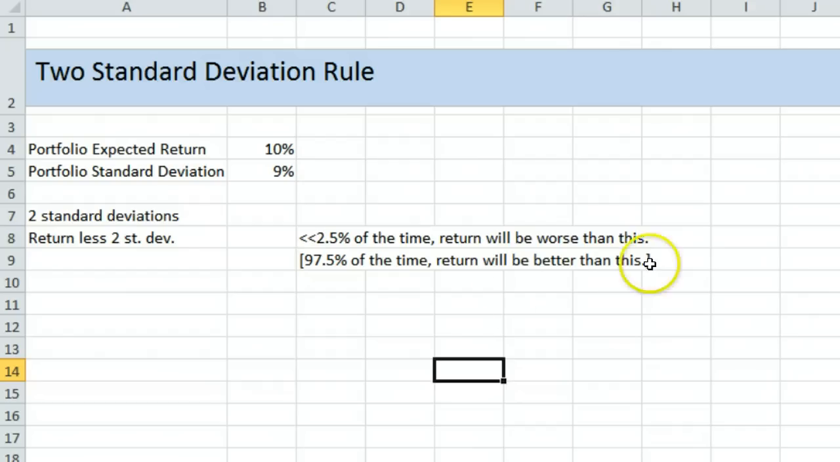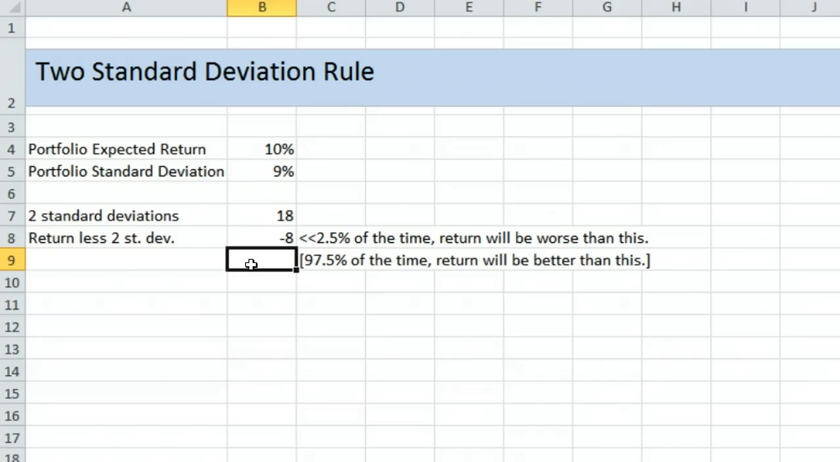As an example, take a portfolio with expected return 10% and standard deviation 9%. If one standard deviation is 9%, then 2 standard deviations is 2 times 9 equals 18%. If the expected return is 10%, then 2 standard deviations below that is 10 minus 18 equals negative 8%.